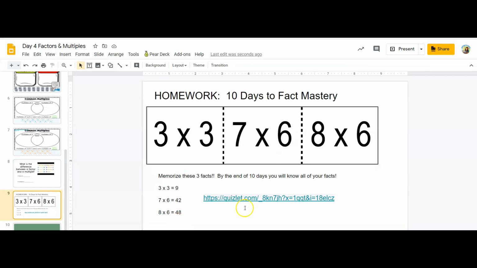The last slide is a Quizlet. You have 3 math facts to memorize. 3 times 3 equals 9. 7 times 6 equals 42, and 8 times 6 equals 48. In 10 days, we'll have our facts mastered.